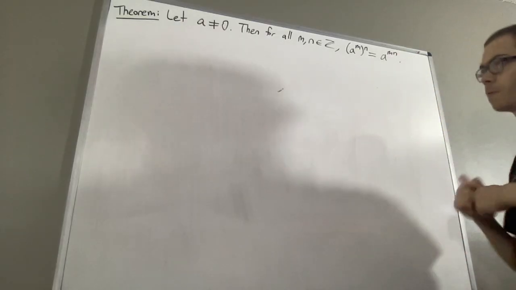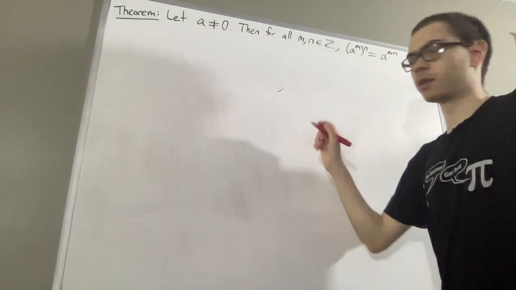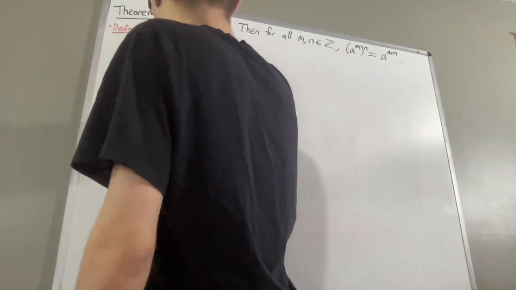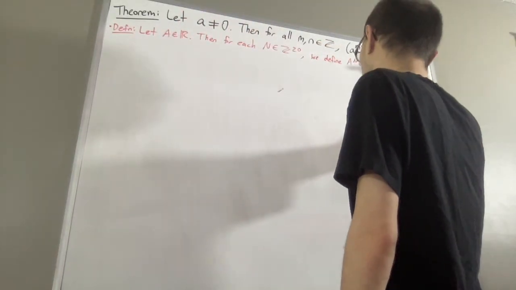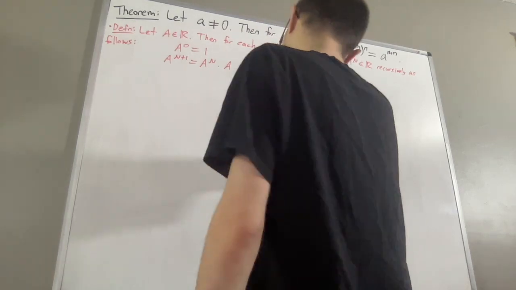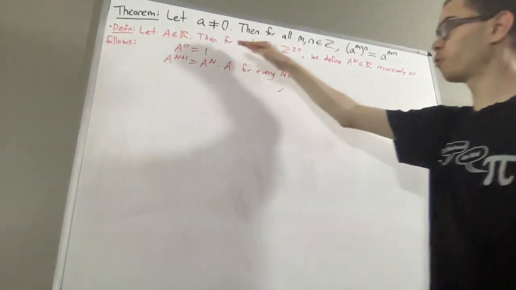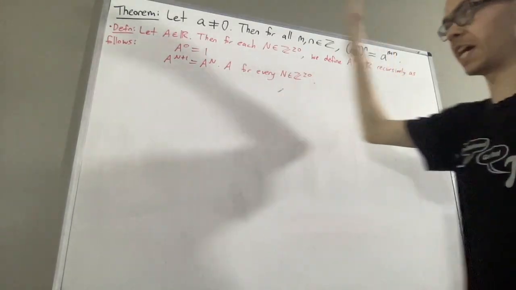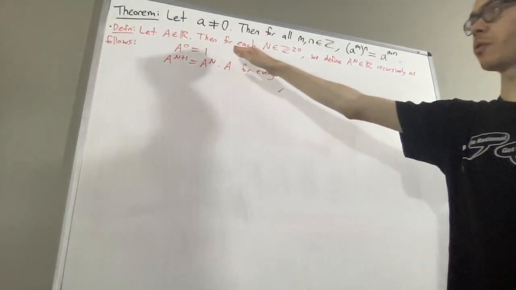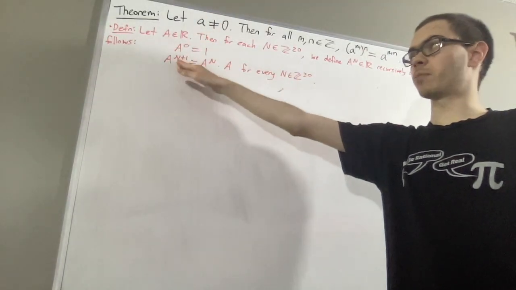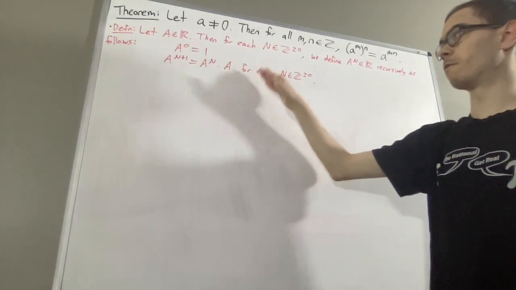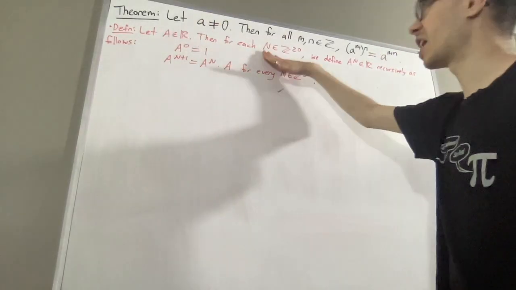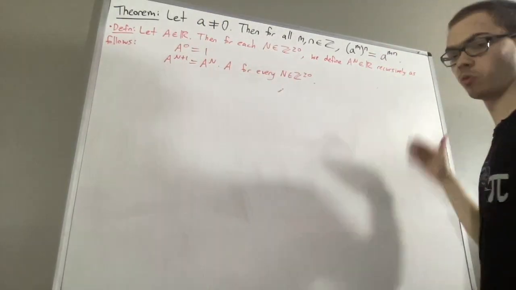Now let's first remind ourselves of our definition of integer exponents. First, here's our definition of non-negative integer exponents. Let a be a real number. Then for each non-negative integer n, we define a^n to be a real number, recursively as follows. a^0 is equal to 1, and a^(n+1) is equal to a^n times a for every non-negative integer n. So for each real number a and each non-negative integer n, we define a^n to be a real number.